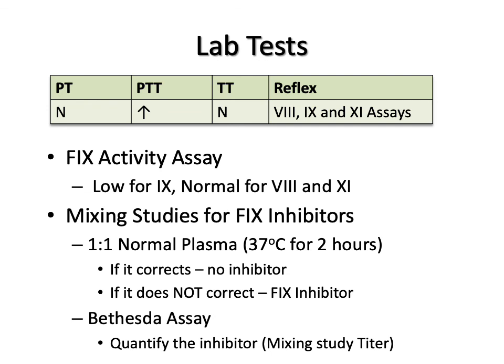Mixing studies will help detect the presence of inhibitors. Equal portions of patient plasma and normal plasma are mixed and incubated for 2 hours at 37 degrees, followed by repeating the PTT. If the PTT corrects, then no inhibitor is present. If the PTT does not correct, then a factor IX inhibitor is likely present, in which case the Bethesda assay is performed to quantitate the inhibitor.